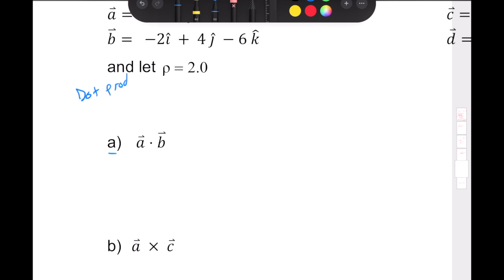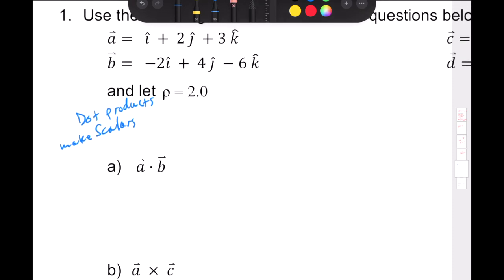Dot products produce scalars, always. So that means you're going to start off with two vectors and come out with something that has no direction. So let's do that. Here's how you do a dot product. I rewrite the two vectors in question on top of each other.